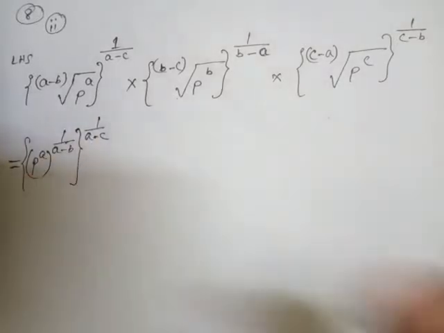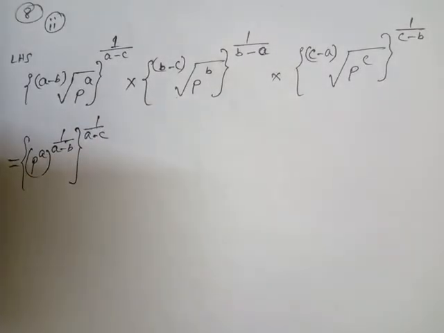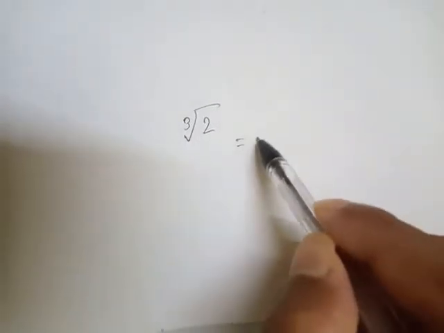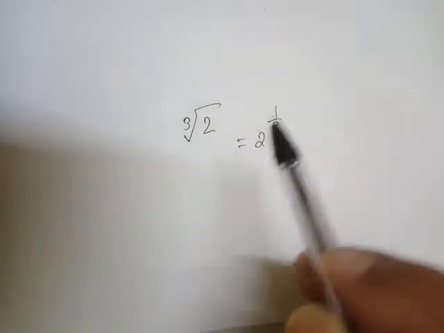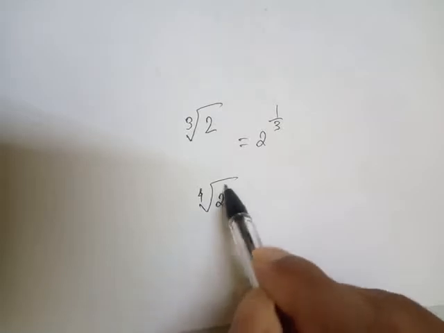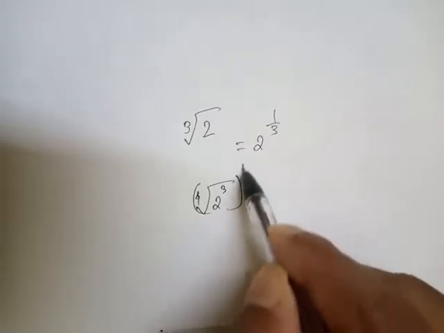It is like this, student. Wait, I'm just going to show you that. Look here, since it is the cube root of 2, we'll write 2 to the power 1 by 3, or if it is the fourth root of 2 cube, whole to the power 1 by 3.